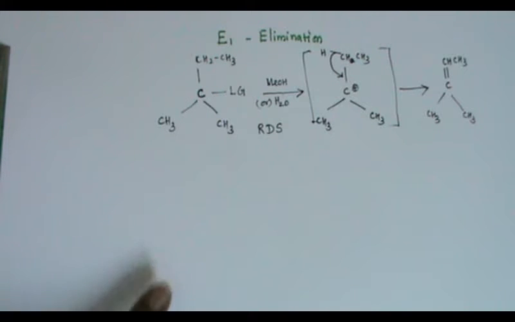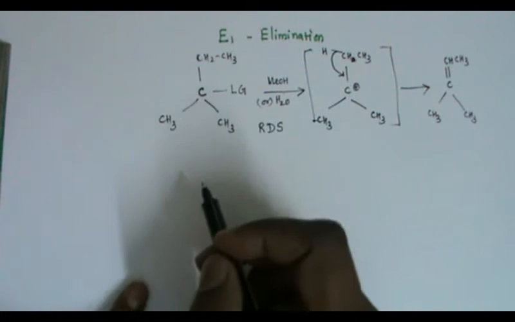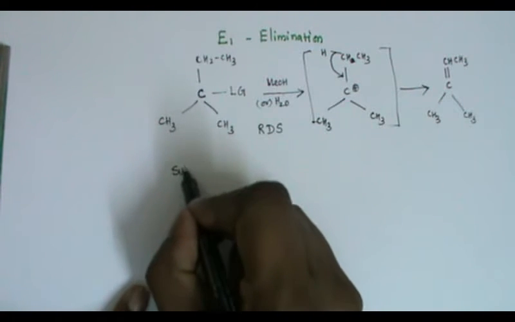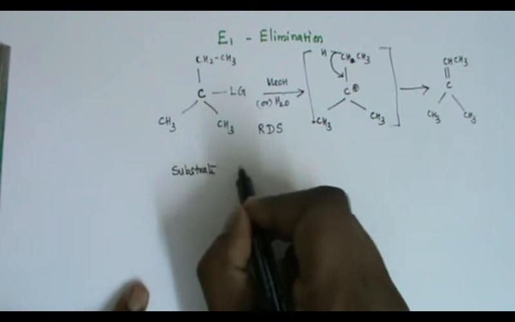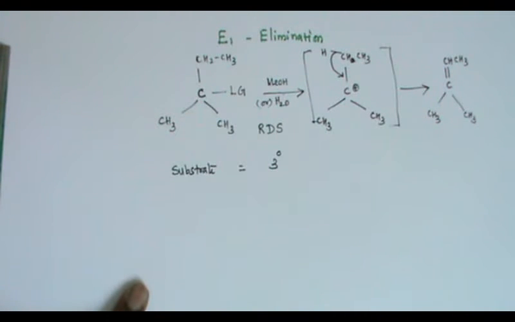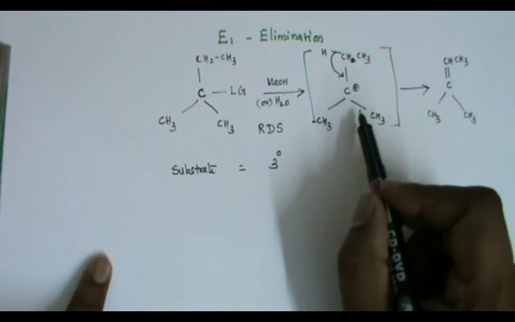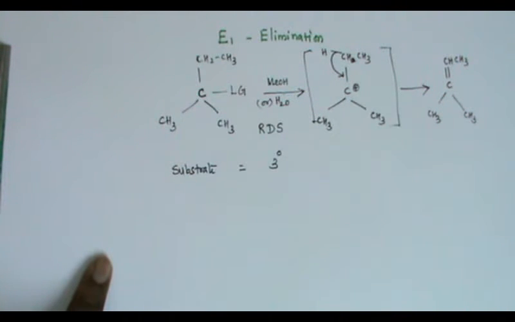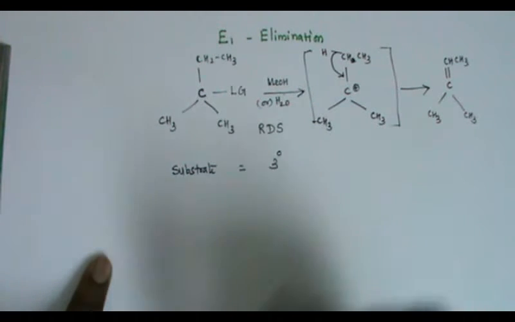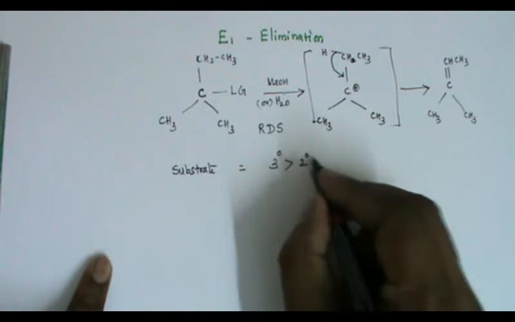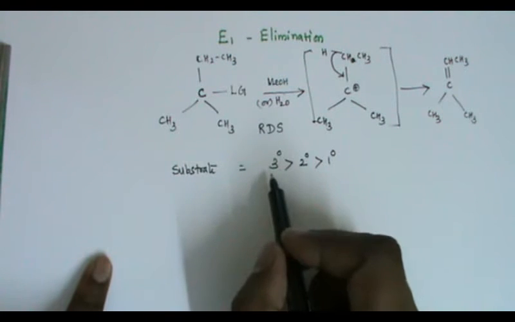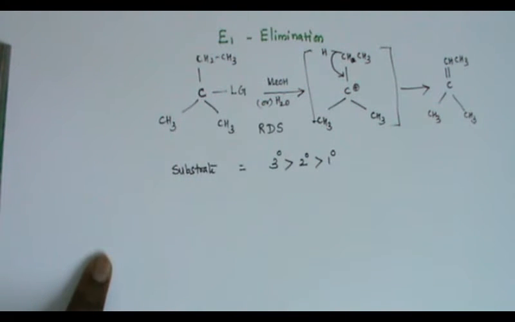How can you predict that it undergoes E1? It is very simple. The substrate will be a tertiary alkyl halide or alkyl sulfonate. You can see here it is a tertiary carbon. The reason is it goes through a carbocation. The ability to form a carbocation decides whether it is E1 or E2. So this is the stability of the carbocation. A tertiary carbocation will always prefer E1 elimination.